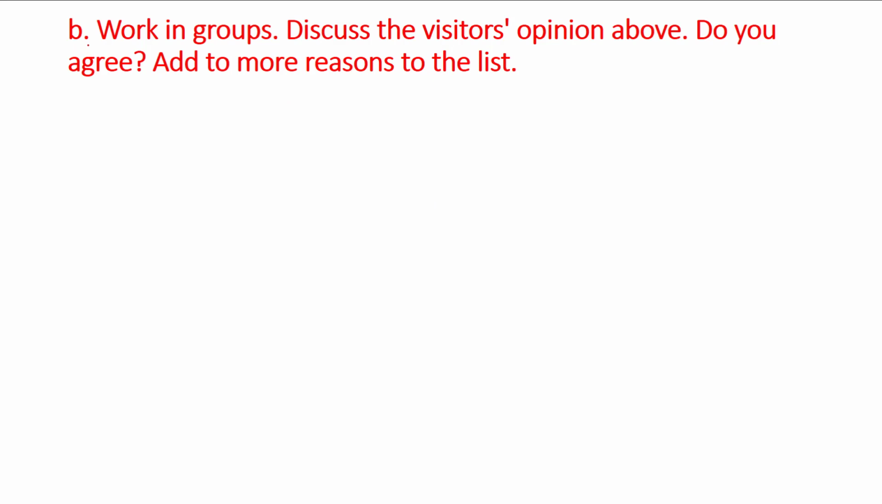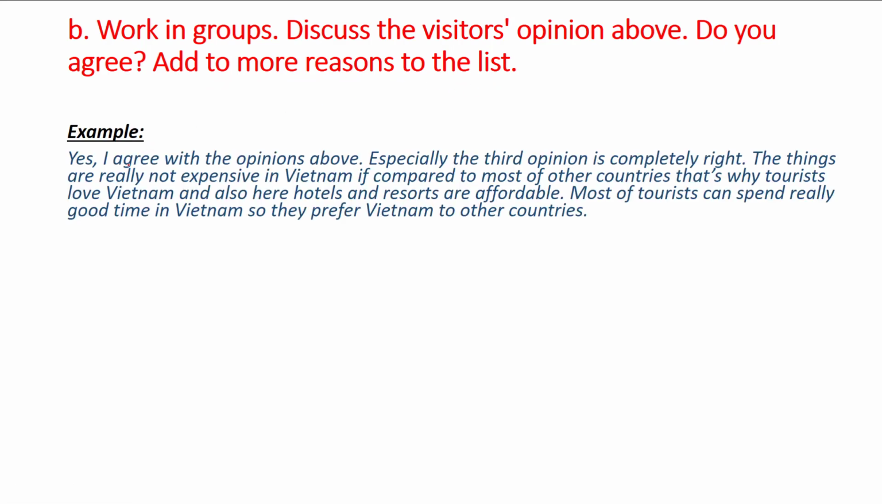So exercise B. Working in groups. Discuss the visitors' opinions above. Do you agree? Add two more reasons to the list. Example. Yes, I agree with the opinions above. Especially the third opinion is completely right. Things are really not expensive in Vietnam compared to most other countries. That's why tourists love Vietnam, and also here hotels and resorts are affordable, reasonable. Most tourists can spend a really good time in Vietnam, so they prefer Vietnam to other countries.